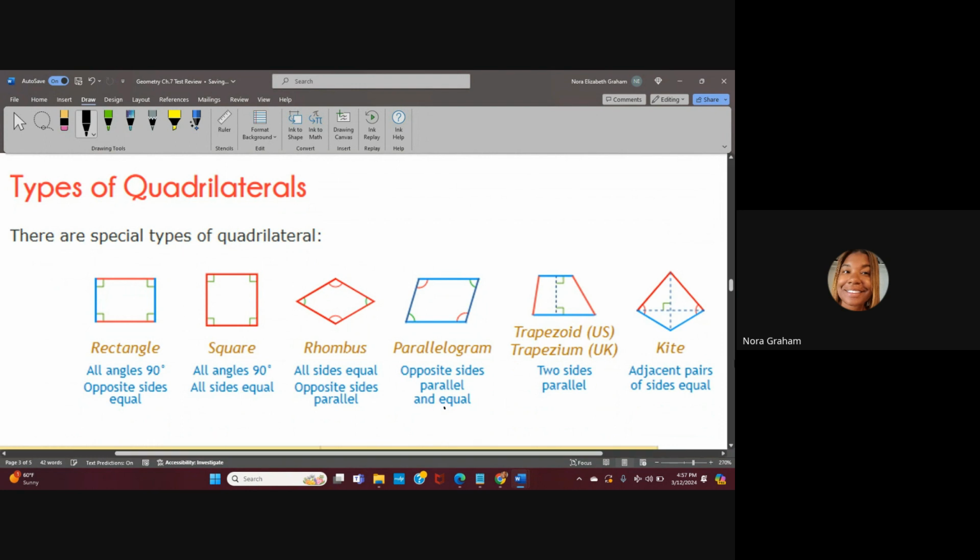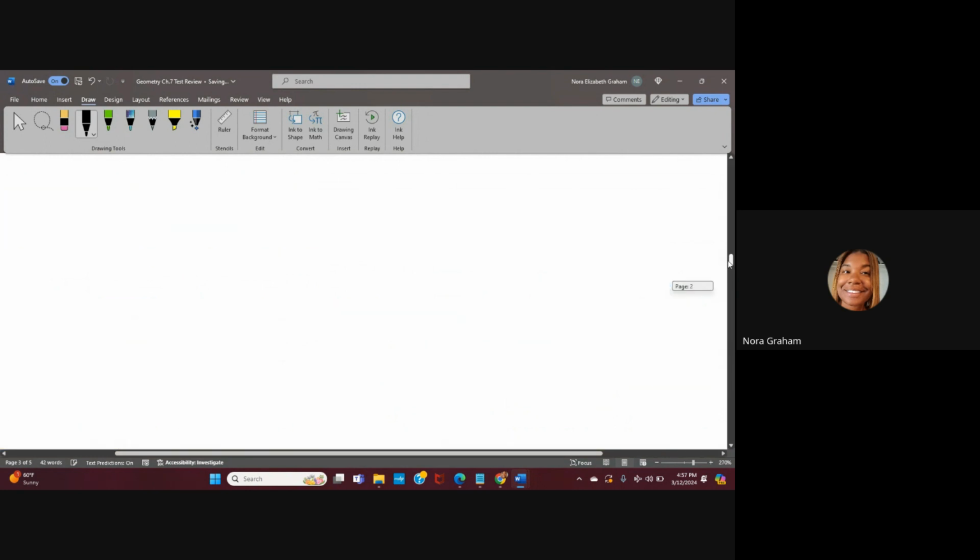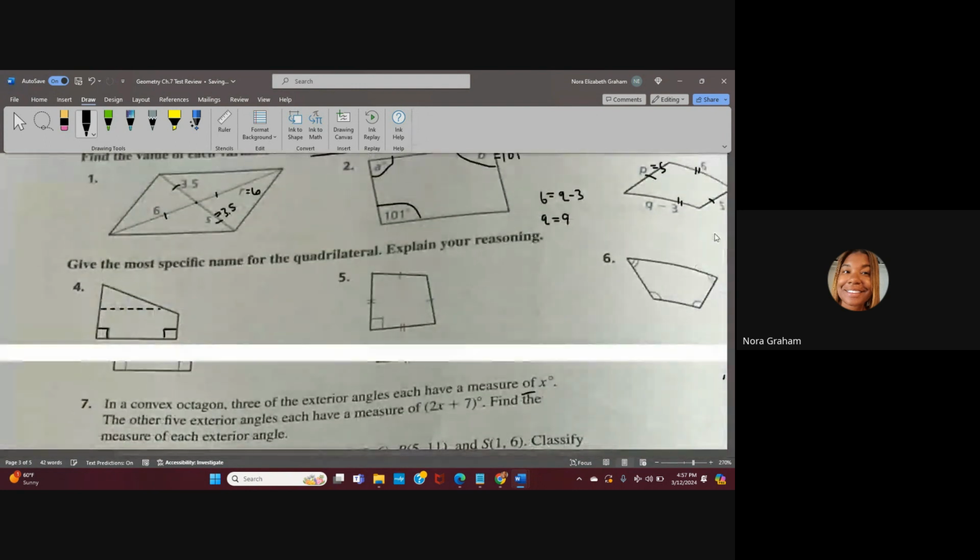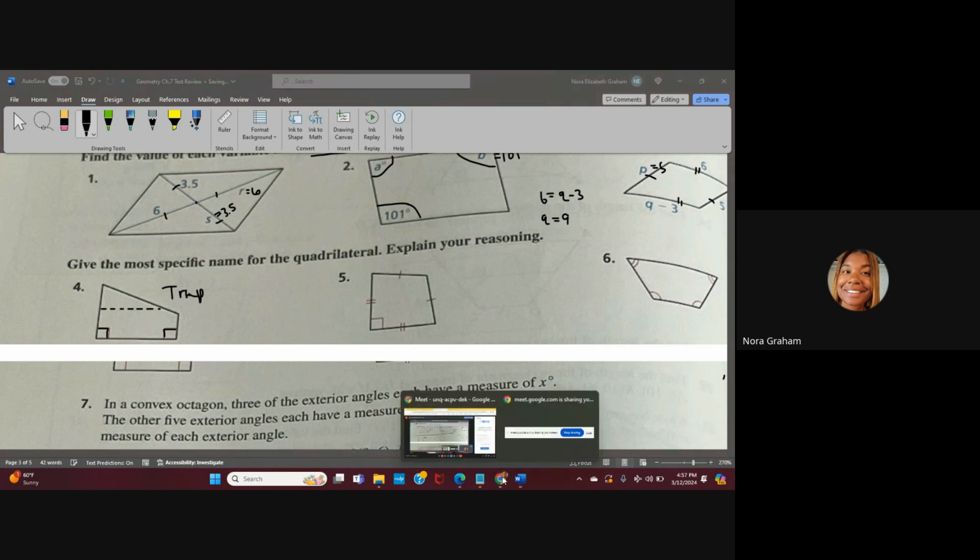Okay. So 4 is going to be a trapezoid. I'll just put trap for now. Let me make sure this doesn't kick me out yet. Okay, it hasn't. All right, so let's go ahead and look at 5.